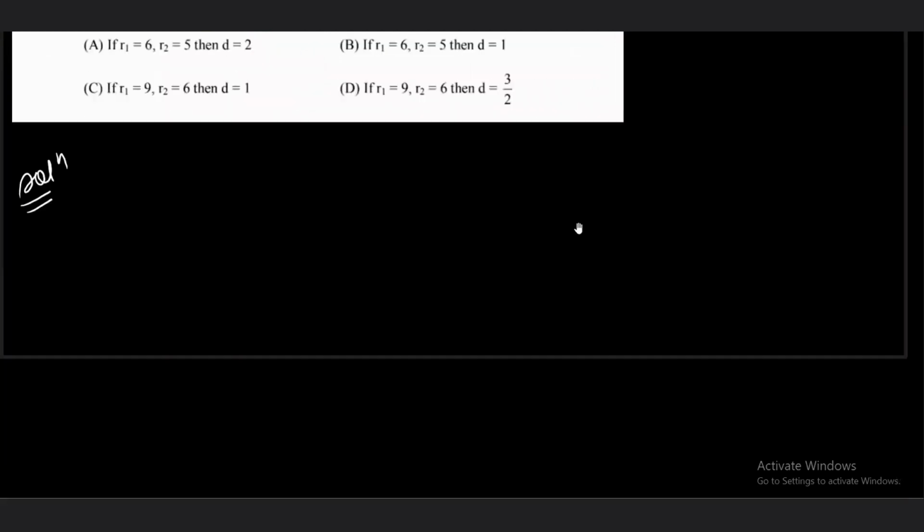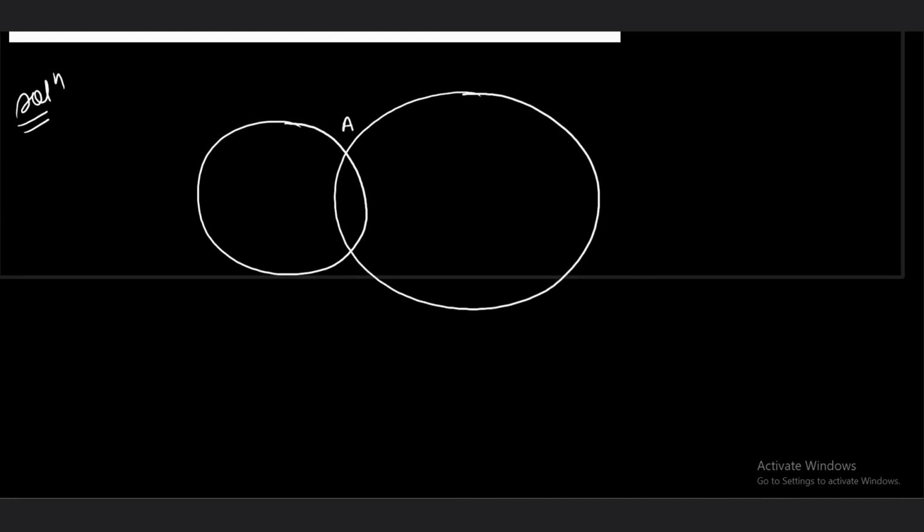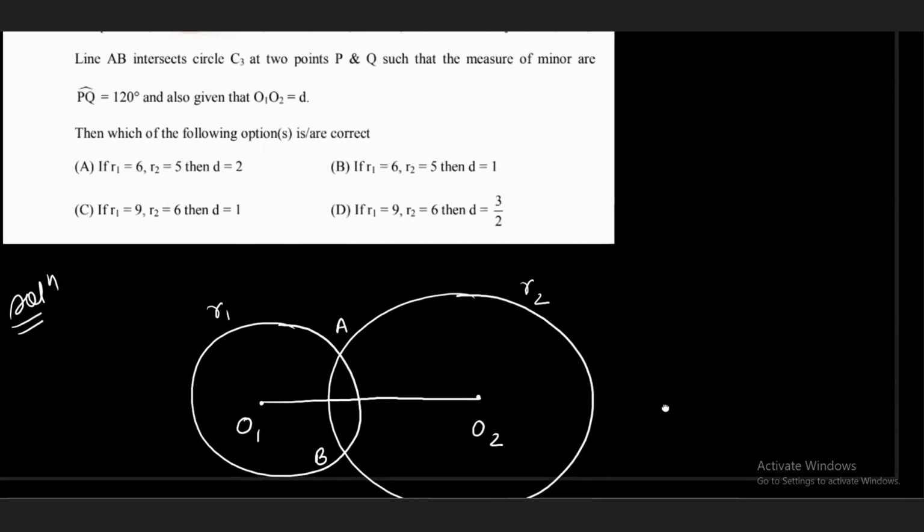The question says consider circles C1 and C2 with centers O1 and O2, radii R1 and R2 respectively, intersecting at 2 points A and B. So let us do one thing. Let us start tracing the two circles. दो circles बना लेते हैं. This is one circle. This is another circle intersecting each other at A and B as per the question. Their centers are O1 and O2 and the radii that they have given for the two circles are R1 and R2 respectively. So I have traced the two circles.